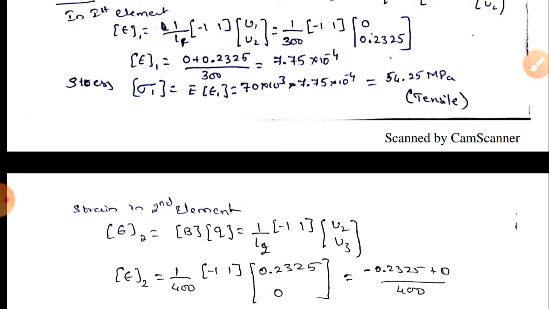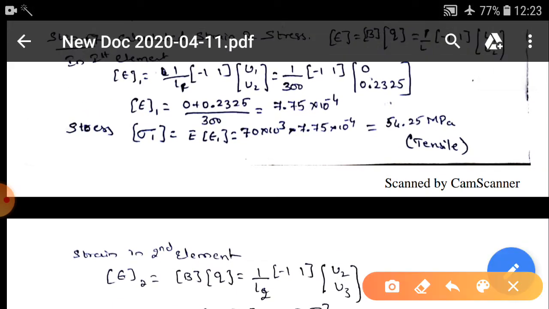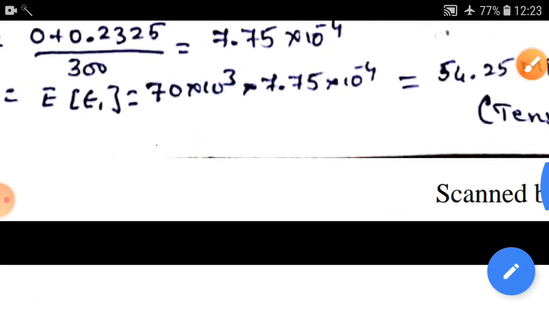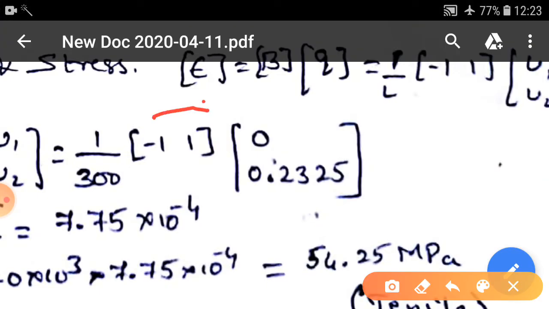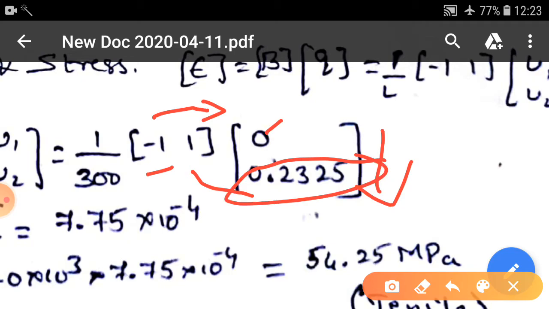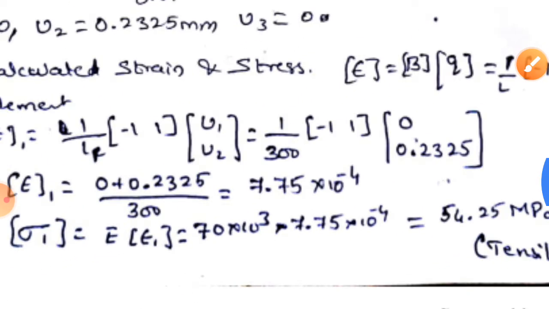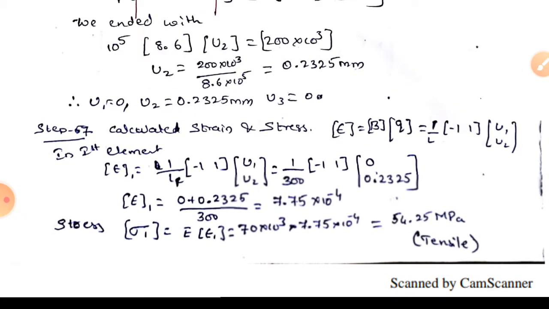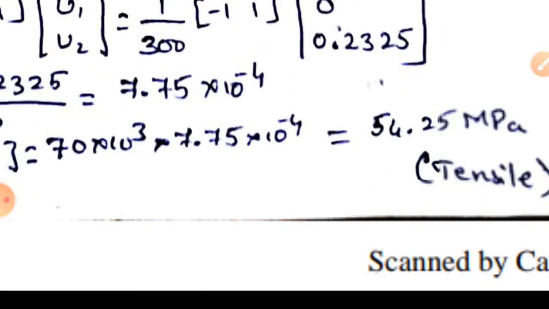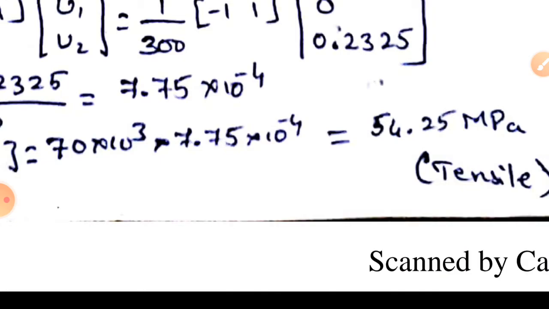If you simplify this, you just multiply this row to this column. Here minus 1 into 0 becomes 0, plus 1 into this part becomes 0.2325. Simplify it, divide by 300, solve it, and calculate the stress. Stress is equal to E into strain. Now we have got the stress as 54.25 MPa. This 54.25 is positive, that is tensile.